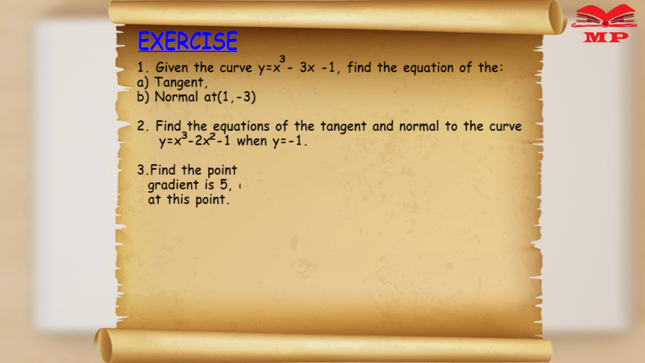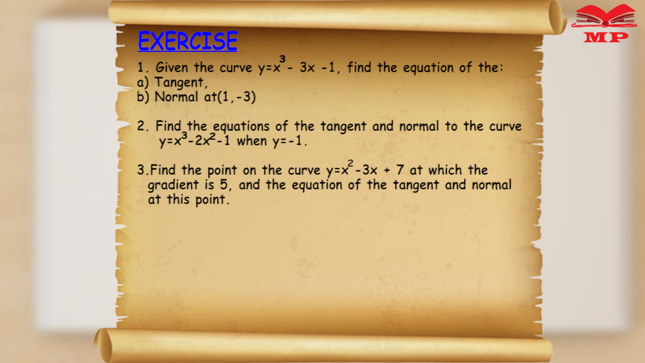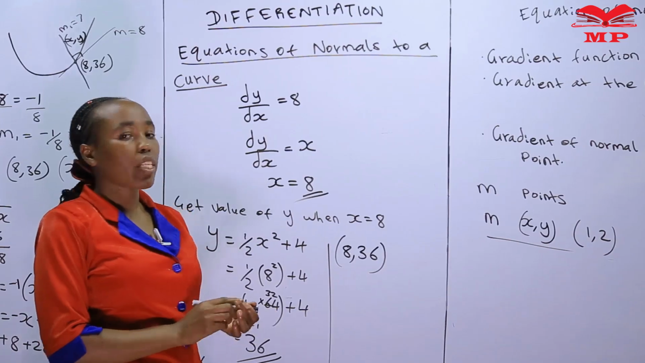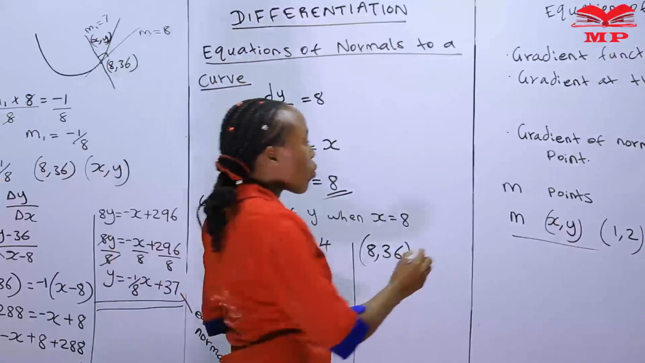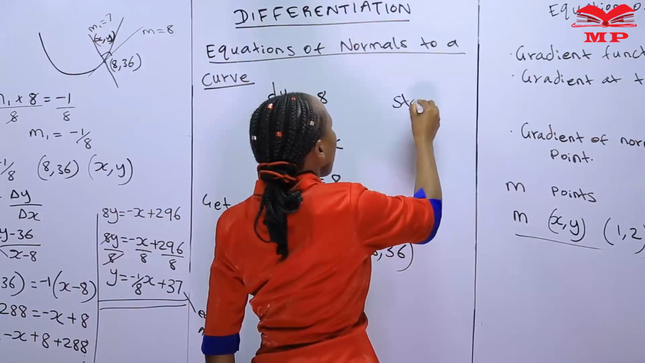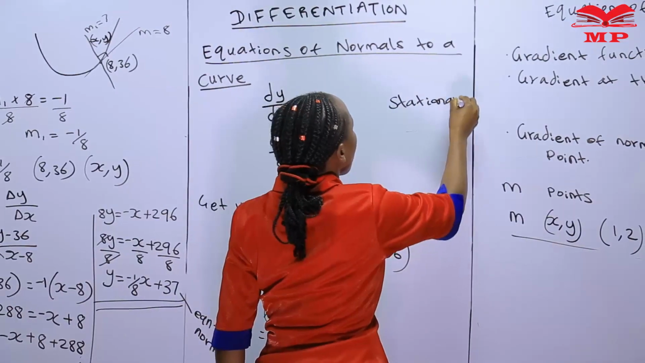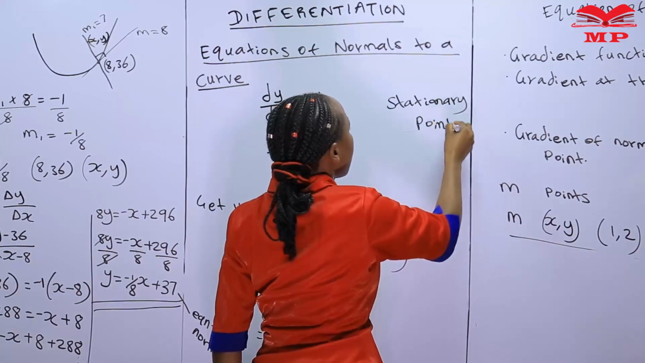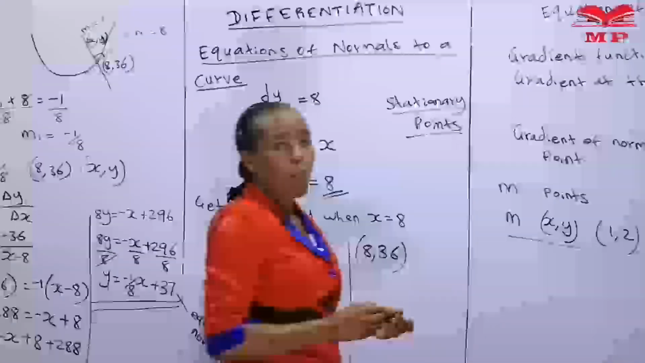Finally, find the point on the curve y is equal to x squared minus 3x plus 7 at which the gradient is 5, and the equation of the tangent and the normal at this point. Ensure that you do those 3 questions so that during the next lesson we can look at what we refer to as the stationary points, that is, in a curve, the stationary points.